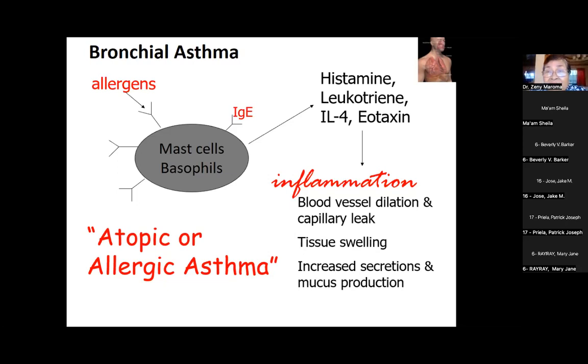Kung hindi ma-identify kung ano yung asthma niya, therefore, tawag natin doon simply bronchial asthma. Alright?